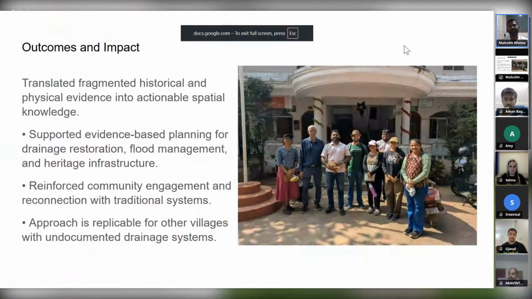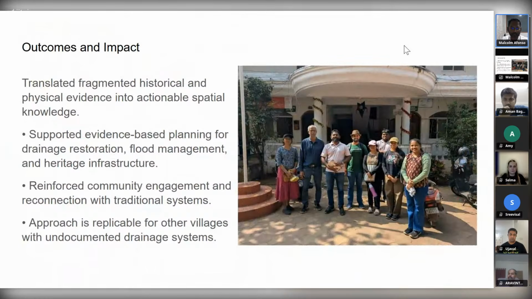So the final outcome is we mapped the entire drainage network, which will now support evidence-based planning for the future of the village. And also, as you can see in this image, we were able to get together elders from the village, the local administrative officials from the village panchayat, students, and us as professionals together in a community-led initiative. This was much appreciated by the village, and it is easily replicable for villages across Goa, which are also facing the threats of unplanned development.